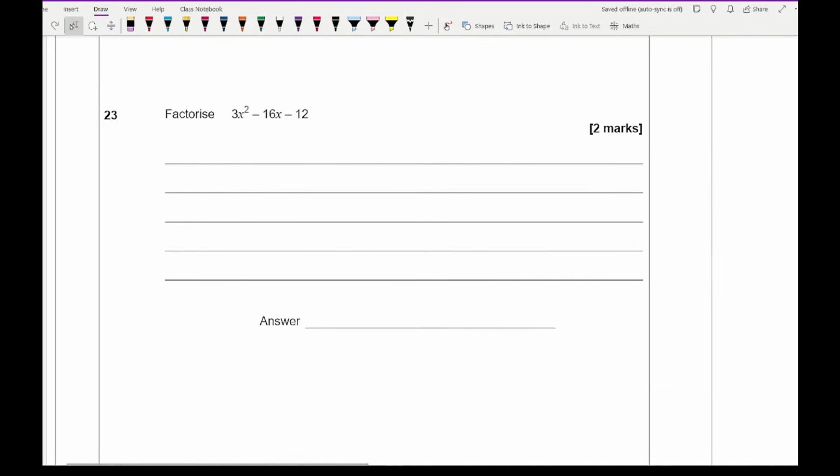Then for question 23, it says factorize. So again, some of you may be able to do this in your head, but I'm going to go for the magic number way. So we're looking for two numbers that multiply together to give you minus 36, but added together give you minus 16. So we're looking at 8 and 2, that doesn't work. 4 and 4, that doesn't work. 12 and 3, that doesn't work. 9 and 4, so let's just do 36.